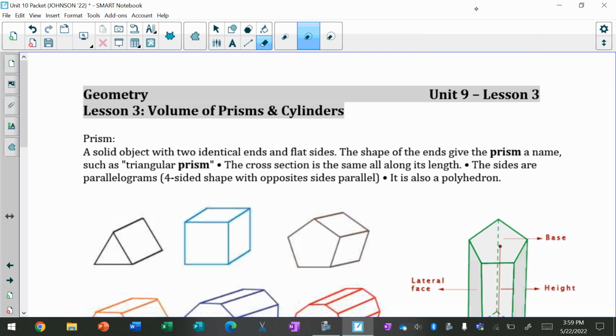Hello, ladies and gentlemen. Today we are going to do Unit 10, Lesson 3. Let's make a little typo here. Unit 10, Lesson 3. We're going to talk about volume of prisms and cylinders.